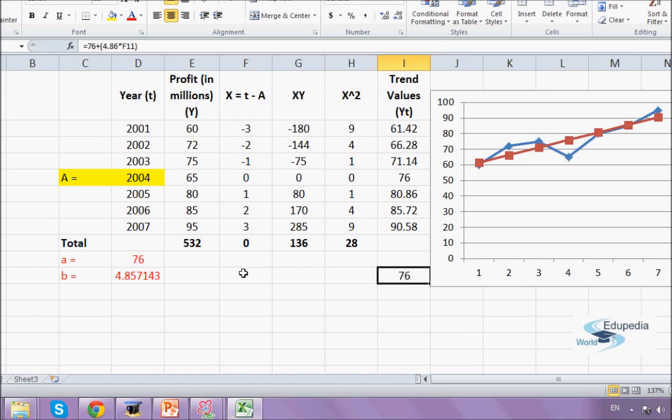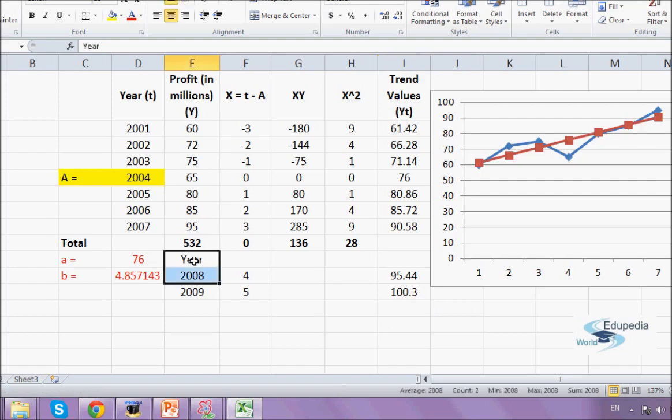Now, if we have to find the value for 2008, that would correspond to the 4th year, because 2007 is the 3rd year and X is changing by 1 unit per year. Therefore this will correspond to the 4th year, and the trend value for 2008 would be 95.44. Similarly, for 2009, the value of X will be 5 and the trend value would be 100.3, and so on. So this way we can calculate the values.